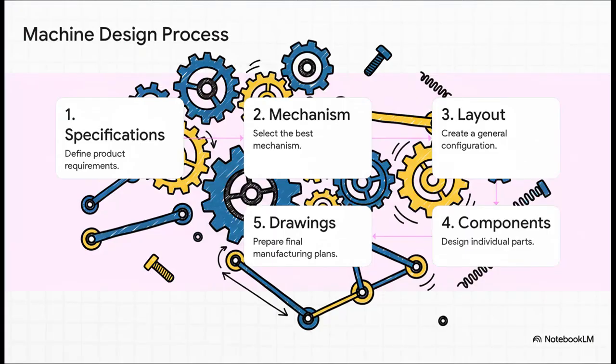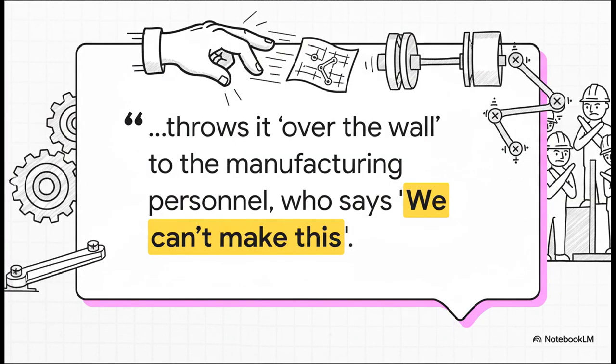You know, great design isn't just some random flash of inspiration. It's a very disciplined process. It all starts with the specs. What problem are we actually trying to solve here? From there, you pick the right mechanism for the job, you create a general layout, then you design every single component down to the last nut and bolt, and finally, you prepare the detailed drawings so it can actually be built. But this process used to have a huge flaw.